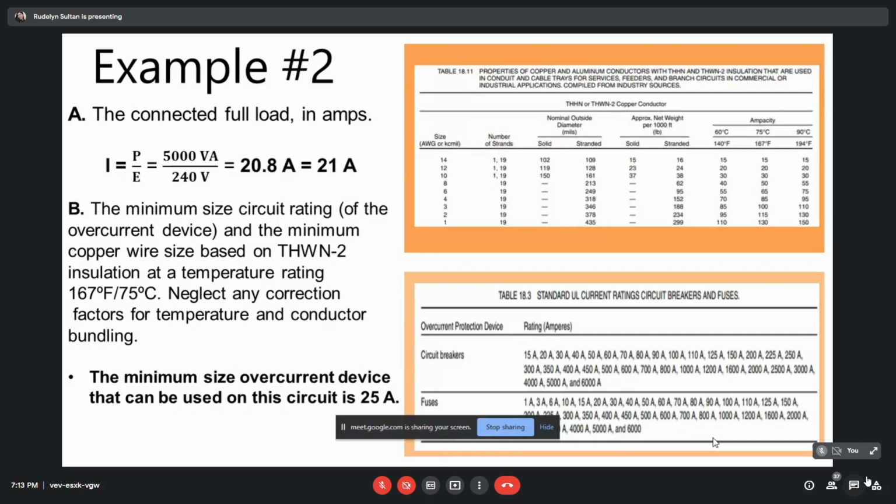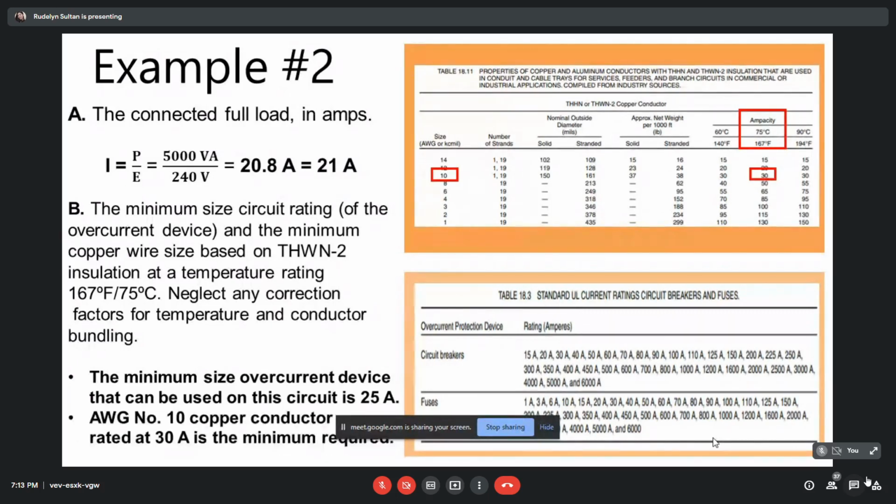Next, we are asked to determine the minimum copper wire size based on THWN-2 insulation at a temperature rating of 167 degrees Fahrenheit or 75 degrees Celsius. So we base it here on the 30 amps rating, and the size for 30 amps is 10 AWG. So therefore, AWG number 10 copper conductor rated at 30 amps is the minimum required.